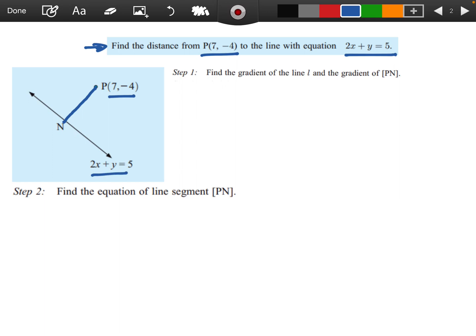Okay, let's begin. Step 1: find the gradient of line L and the gradient of PN. Line L has the equation 2x + y = 5. You'll recall when you have the equation written in general form, you can very quickly and easily get the gradient by looking at the coefficients of x and y. The sign of my gradient is going to be the opposite of the sign that exists in the general form. So it's going to be negative.